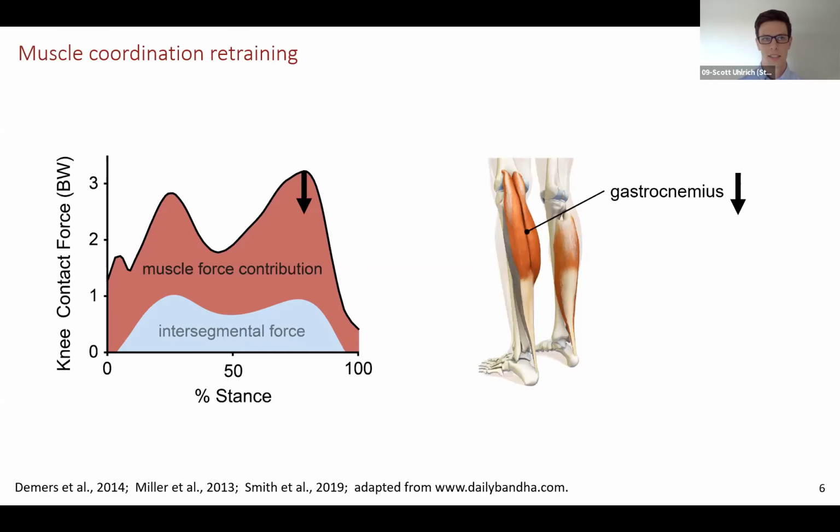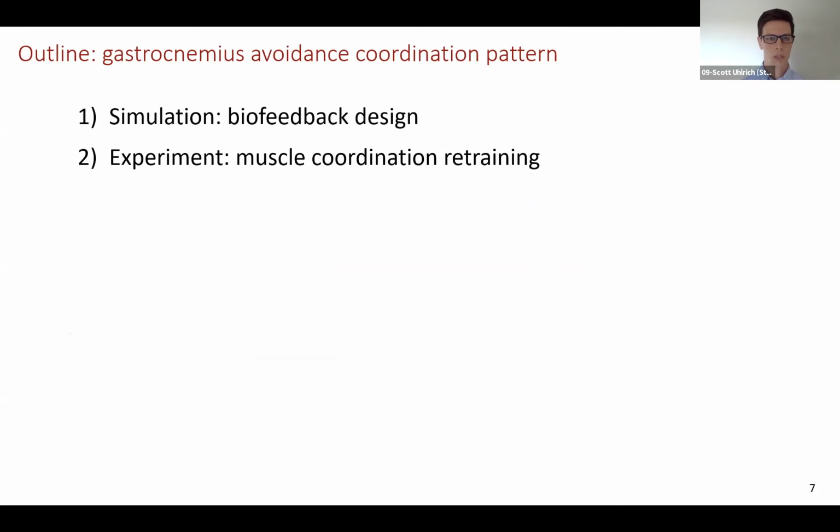Previous simulation studies have suggested that if we could walk without activating our gastrocnemius, we could reduce the second peak of knee contact force. But this hypothesis has not been tested experimentally. Today, I'll show you how we taught individuals to walk with a gastrocnemius avoidance coordination pattern. And first, we used a musculoskeletal simulation to develop our biofeedback system. We then tested the biofeedback experimentally, and finally used the simulation to estimate the effect of the intervention on knee contact force.